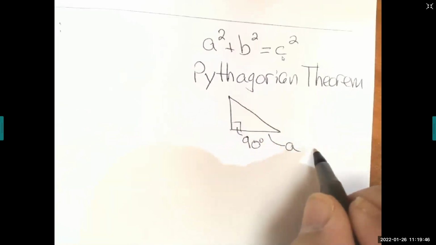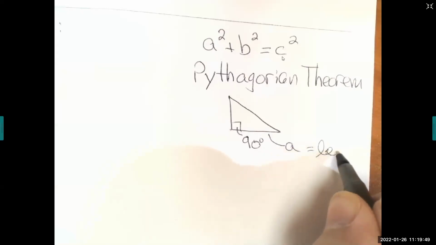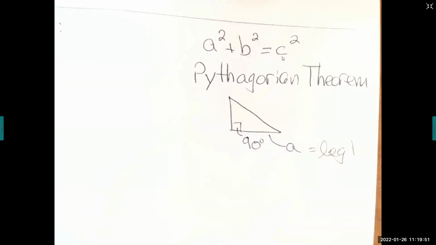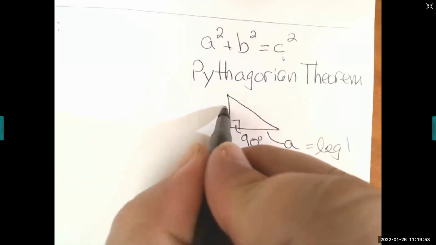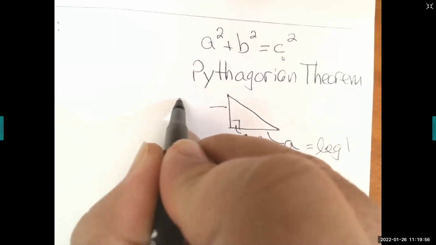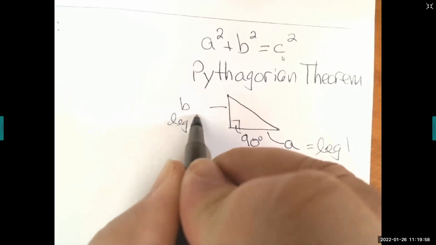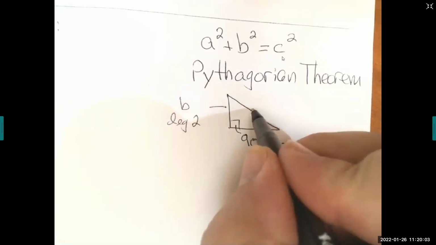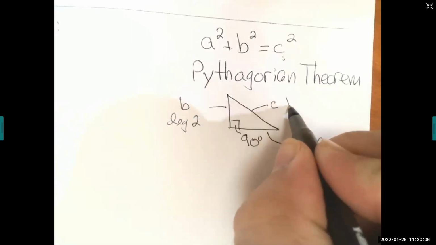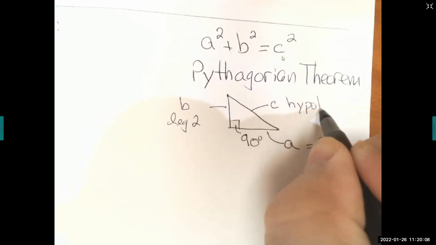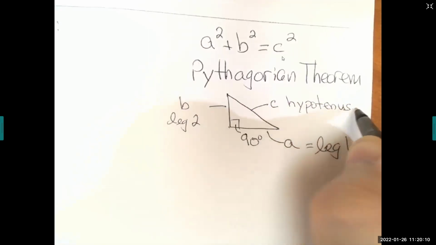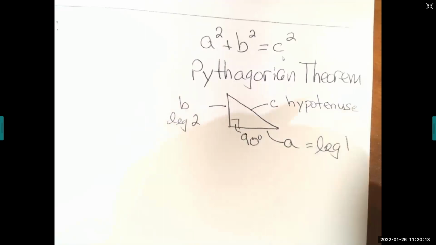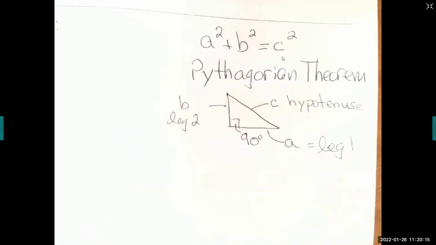This is A. That's one of the legs. That's leg 1. This is side B. That's leg 2. And this is side C. It's the hypotenuse. I forgot if it has an E or not. So we have 2 sides and 1 hypotenuse.